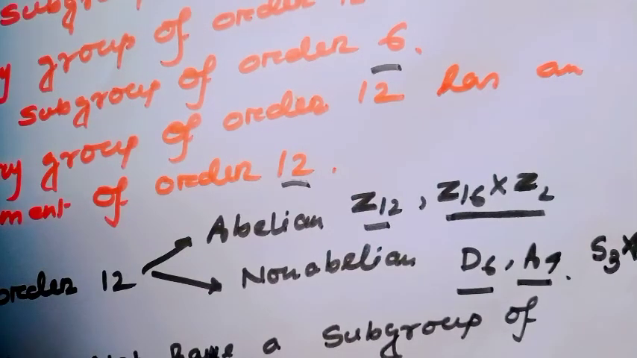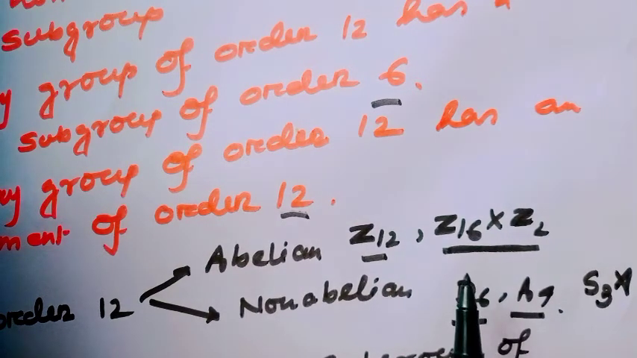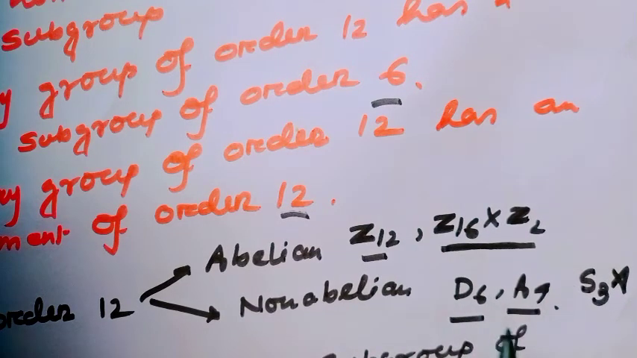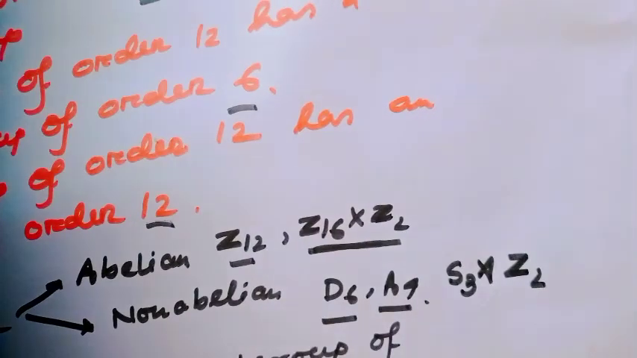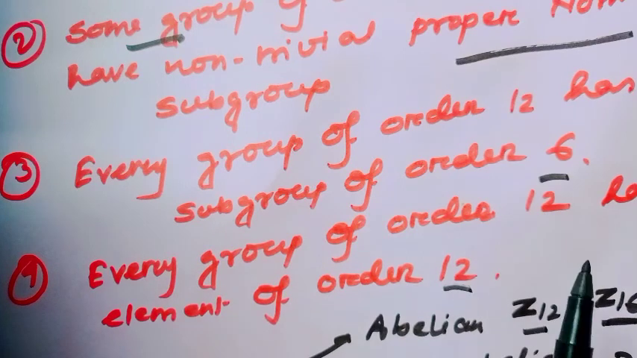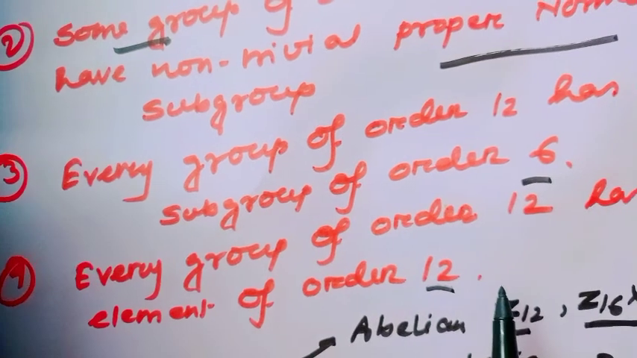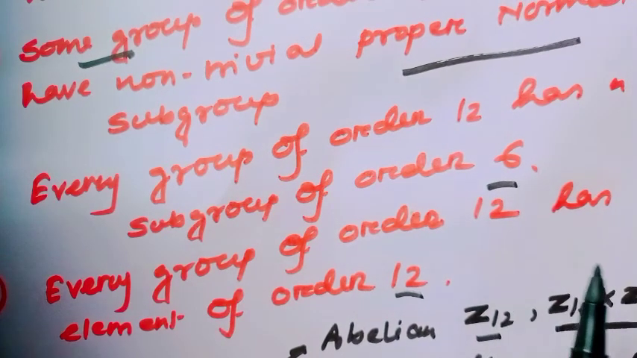And we all of us know up to isomorphism there exist 5 groups of order 12. 2 groups are abelian, Z12 and Z6 direct product Z2. The other 3 groups are non-abelian: D6, A4, and S3 semi-direct product Z2. So notice option 4, every group of order 12 has an element of order 12. But every group of order 12 need not have an element of order 12.